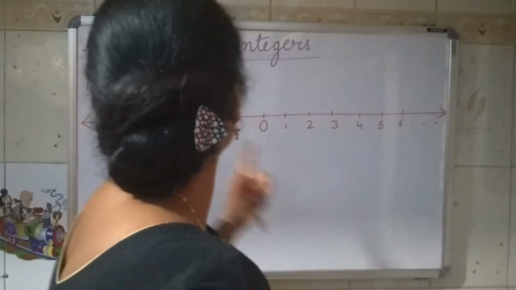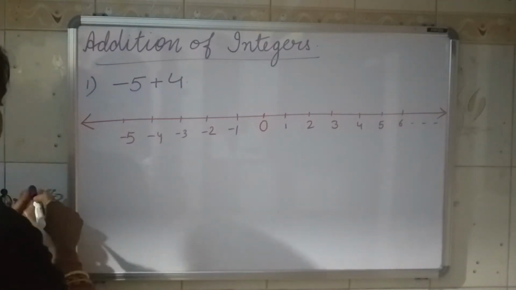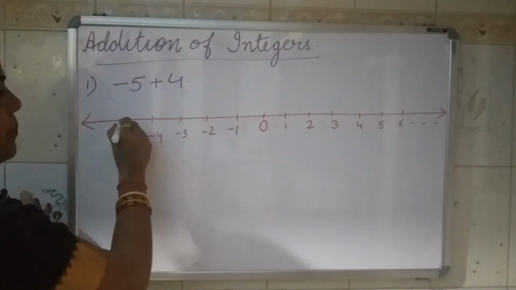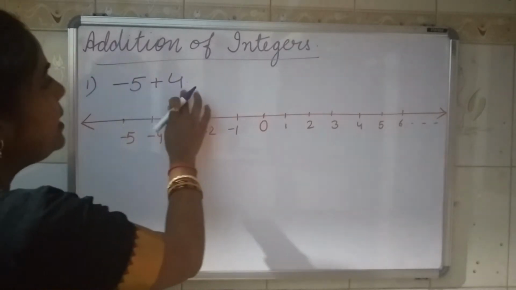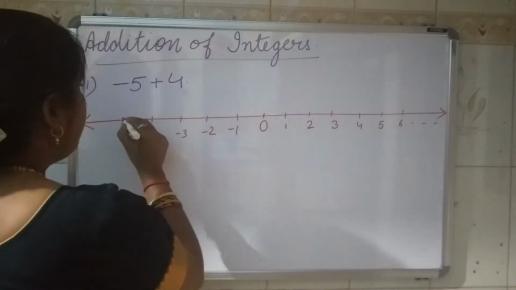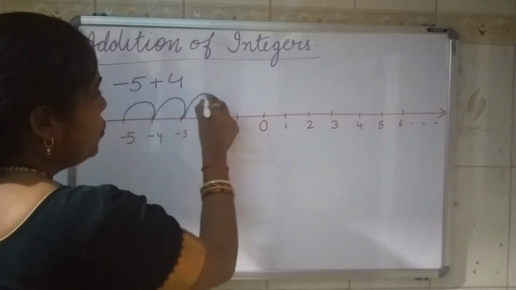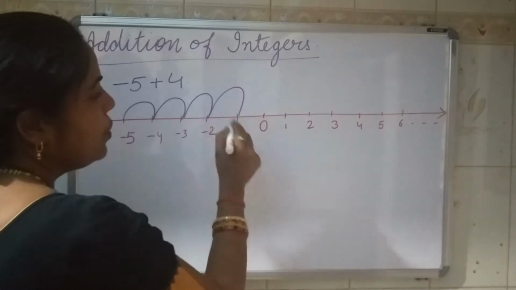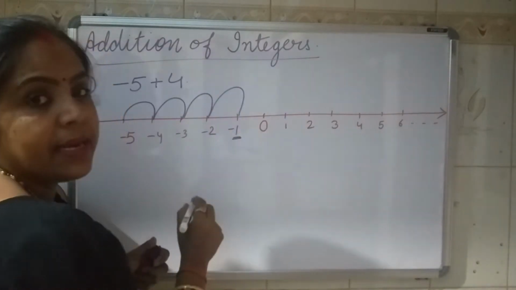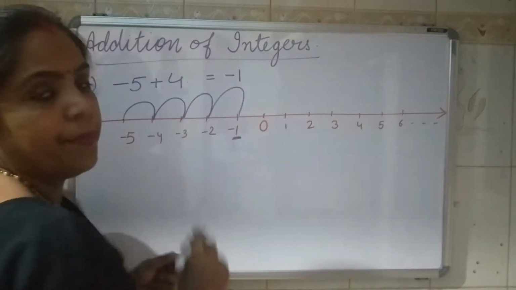So here the first number is minus 5. I have written the minus 5, so I will start the jumping from here. How many times do you have to move? Plus 4 means 4 times you have to move. So minus 5, 1, 2, 3 and 4. So what will be the number? Minus 1. So write down the answer minus 1.